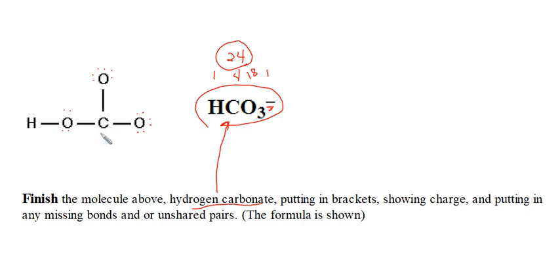Carbon does not like unshared pairs, so be careful with that. It just doesn't like them. Now let's double check to see if I have 24. 2, 4, 6, 8, 10, 12, 14, 16, 18, 22, 24, 26. Double check that again. I have too many valence electrons in there. I only get to put 24 in, so I'm going to have to erase a couple.